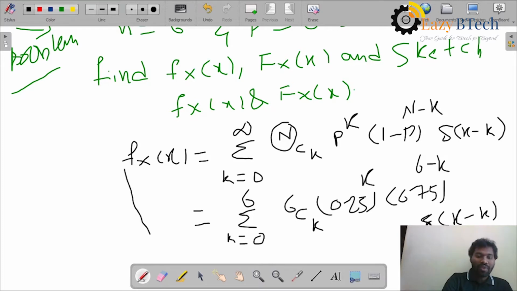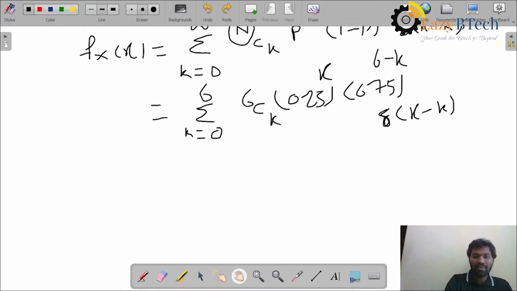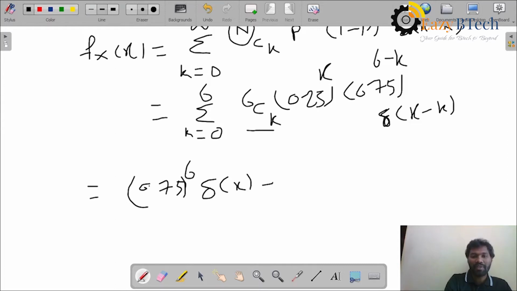So what we have to do now is expand this one. If k equals 0, 6C0 means 1, 0.25 to the power 0 is equal to 1, and 0.75 to the power 6 minus 0, that means 0.75 to the power 6, into delta of x. That is the first term when k equals 0.